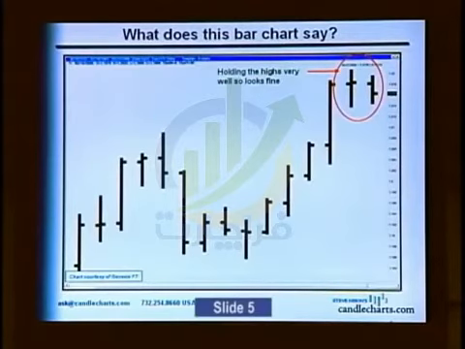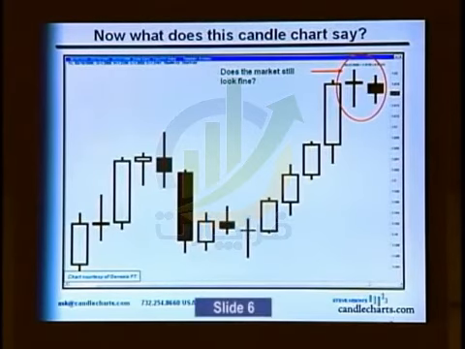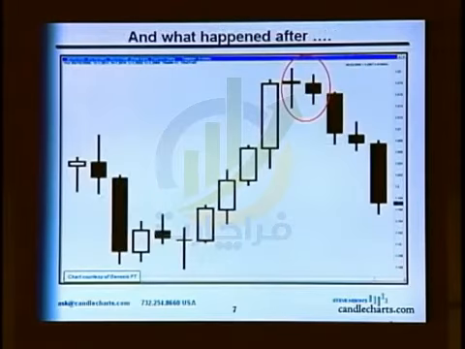Okay, here we have a bar chart, and based on this bar chart, the market looks fairly healthy. It's holding the highs very well. No reason for caution. Now we take the same data as this bar chart and convert it into a candlestick chart. Remember, we use open, high, low, and close. See the different visual representation we're getting? Although the market's holding the highs very well, is it doing so with long white real bodies or with spinning tops and doji? Obviously the latter, correct? And what this is showing us is that the market may be losing some steam. And this is what unfolded after.